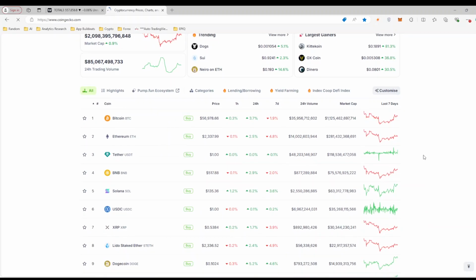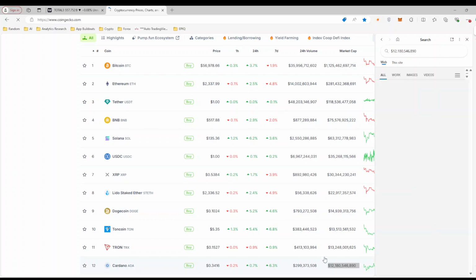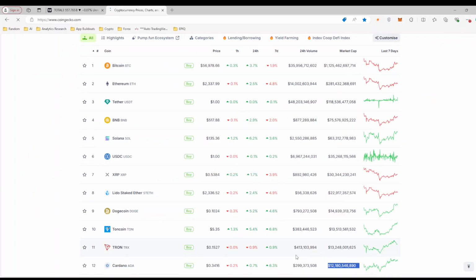Hopefully CoinGecko isn't the one that crashed the computer. Unless you're in the top 10, like even Toncoin, look at the differential. Toncoin is only sitting at a 13 billion market cap. Only, quote unquote. Tron, 13 billion, even with all the pumping it's done. Cardano, 12 billion. So these are fractions of what would be in a $2.1 trillion market cap, because you're going to take out these two.